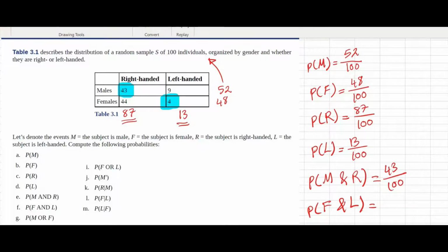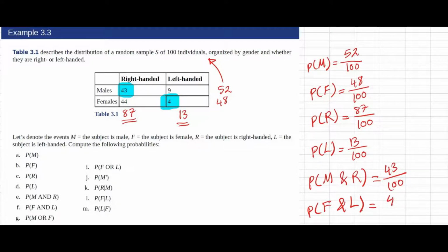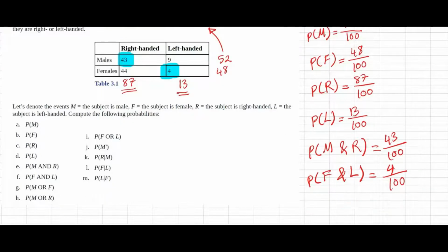So the answer to that question will be we have the choice to choose from 4 out of the 100, or we can select 4 females who are left-handed out of the 100. Next, we want to find the probability of male or female. So this basically tells us what is the probability of selecting a male or female.